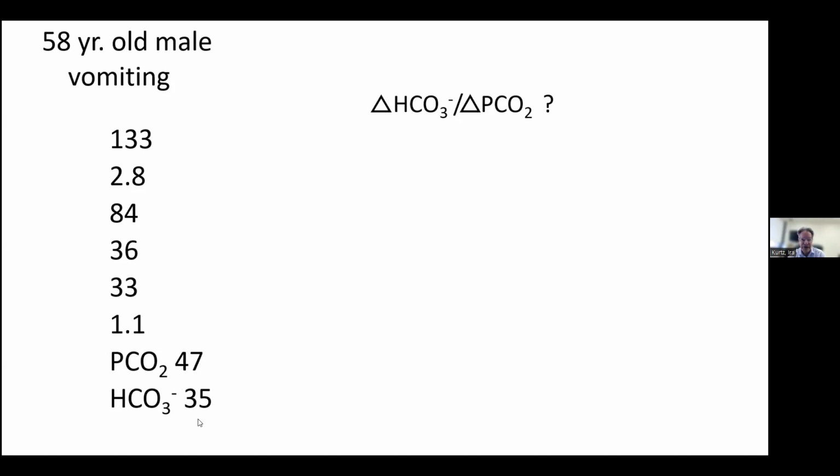So here we have a bicarb of 35 and a PCO2 of 47. Again, I'm leaving out the pH because we don't need it. You calculate the change in the bicarbonate from change in PCO2, except here we don't know the normal numbers. So we have to assume population normal of 25 for the bicarb because it's a male and 40 for the PCO2. So the PCO2 has changed by 7 and the bicarb's changed by 10. What acid-base disorder is compatible with that?